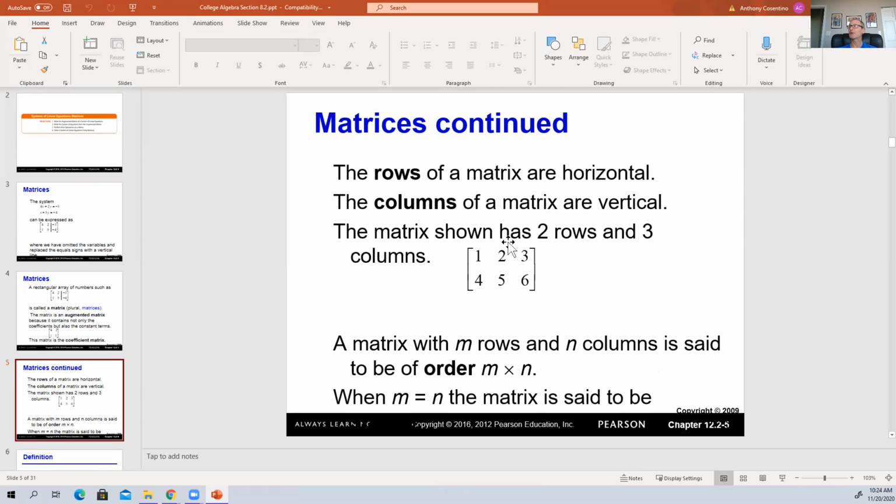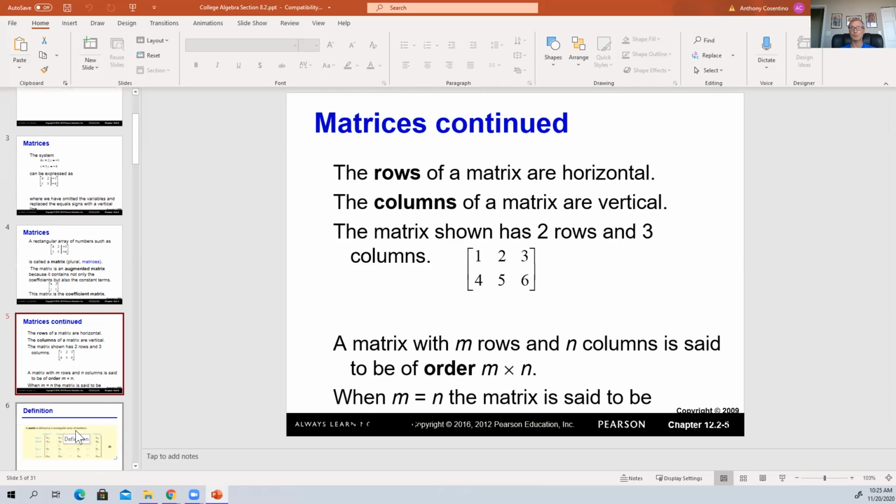And then the columns are the vertical. And each column will either be the variable or the output, which will be after the equal sign of each equation. And so the number of rows and the number of columns is called the order of the matrix. And it's always rows first, columns second. And so again, this is called the order of the matrix. So for example, the matrix that I have up here has 2 rows, 3 columns. So the order of this matrix would be a 3 by 2.